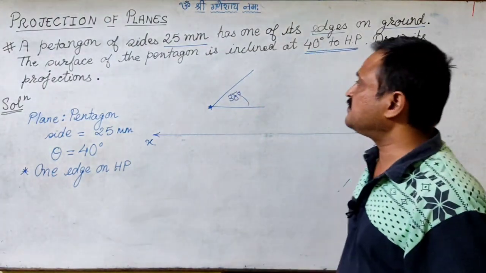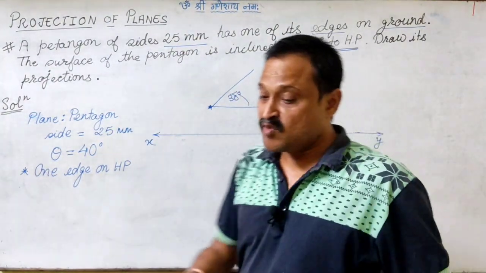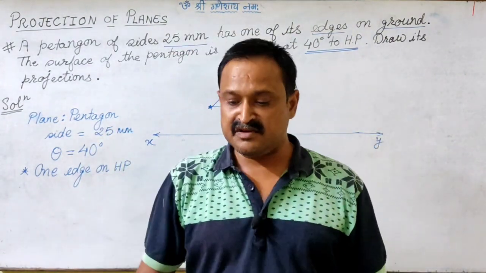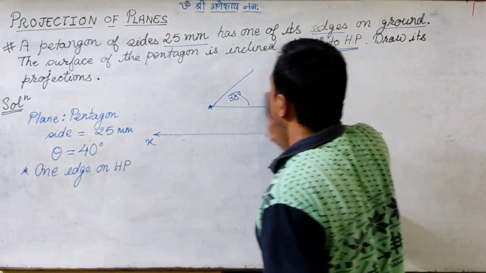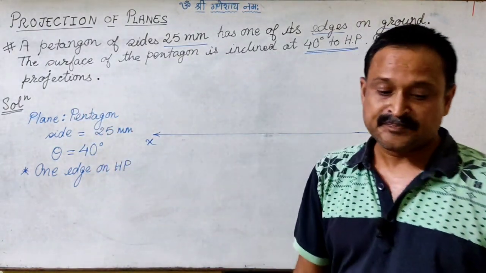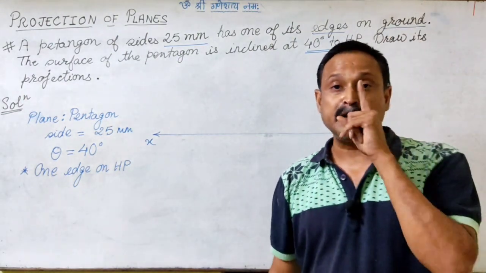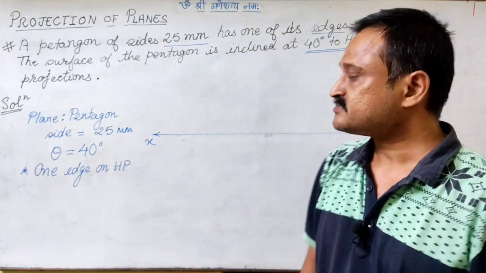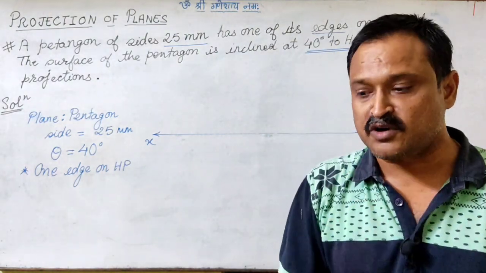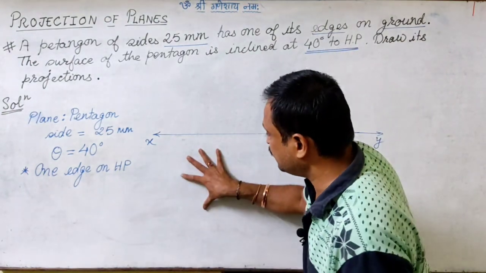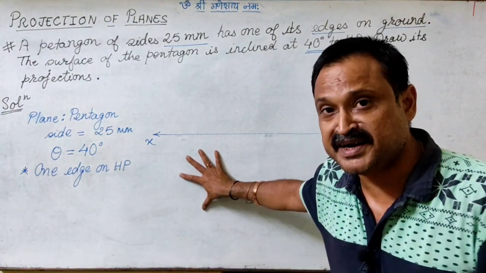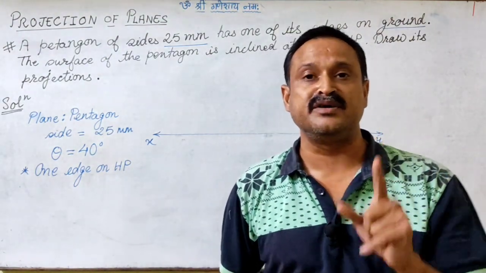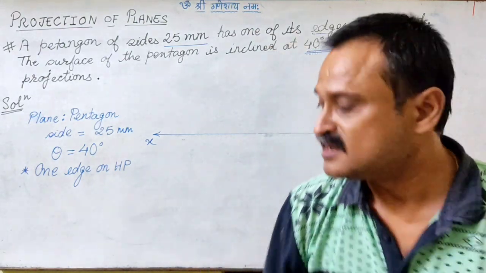Fine. So whenever we find this condition, when one edge is parallel to a plane or one edge is on a reference plane, we will always keep one of the edges of the given polygon perpendicular to the XY line wherever we are drawing the true shape. Now in this problem, we have to draw the true shape in the top view. So when we are drawing this pentagon in the top view, we will keep one side of the pentagon perpendicular to the XY line. So how do we do it?